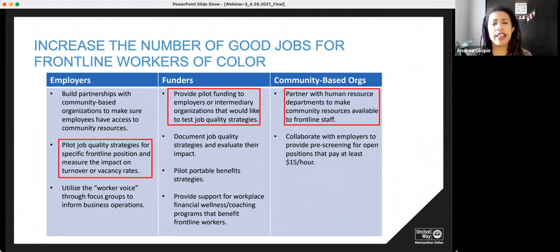And then community-based organizations, with their tight connections with the local community, can position themselves as a partner with local human resource departments at businesses, where they can offer community resources to frontline staff that, even though they're working, are dealing with things like making rent, having enough food on the table, cobbling together good childcare, or even things like domestic violence. If we're going to go to the next slide.